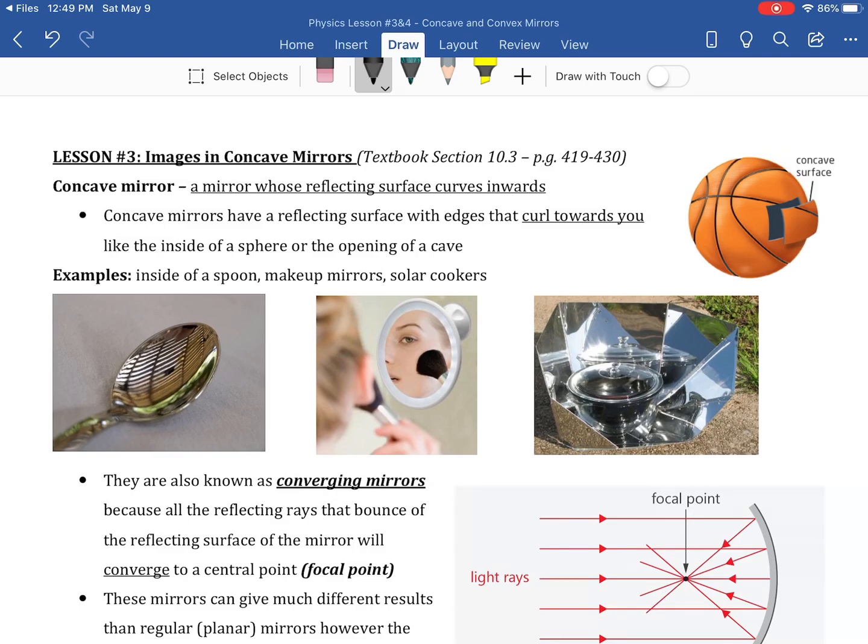Hi guys, so we're going to be starting lesson number 3, images in concave mirrors. All right, a concave mirror, that is a curved mirror. In the last lesson, lesson number 2, we looked at images in a mirror that was flat.